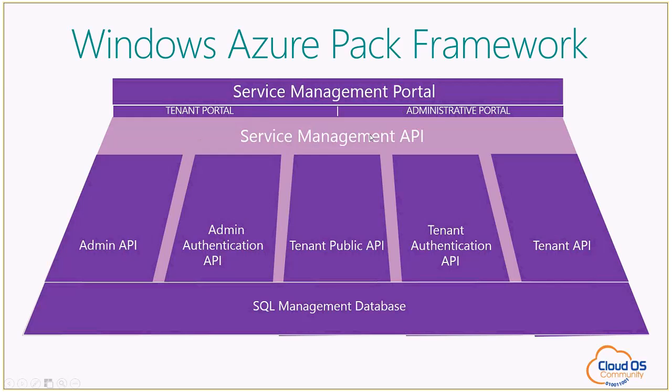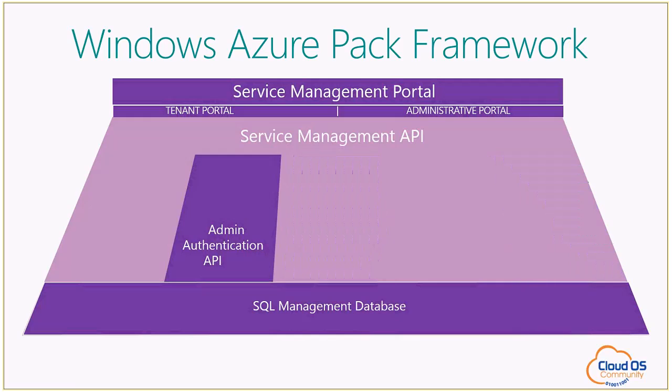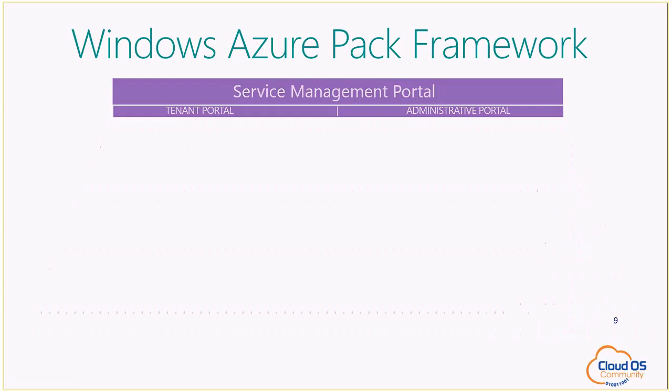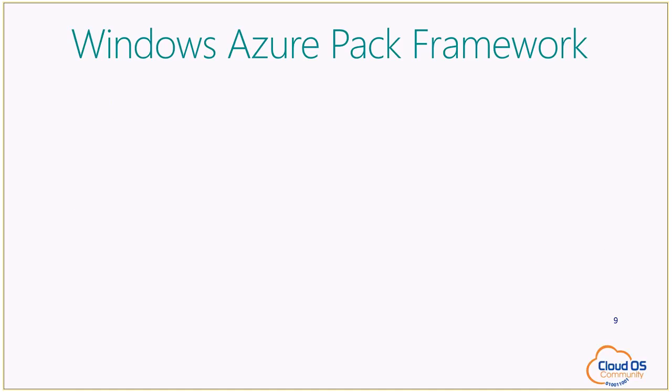So the service management API essentially is a collection of these pieces. Any one of these can be installed on a single node or on multiple nodes. You can go from one server installing everything, or you may decide to put the tenant public API and maybe the tenant portal on one server and put everything else on a second server, or design as your requirements dictate. So for a few moments, let's think about the flexibility that the framework gives us.